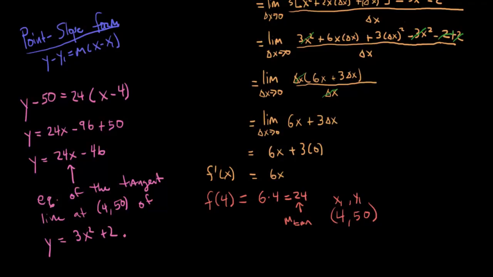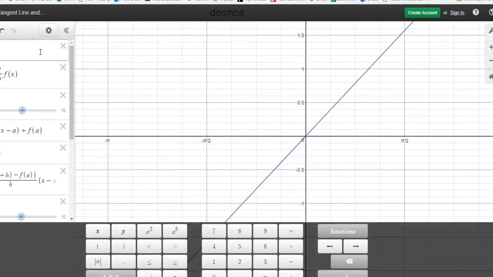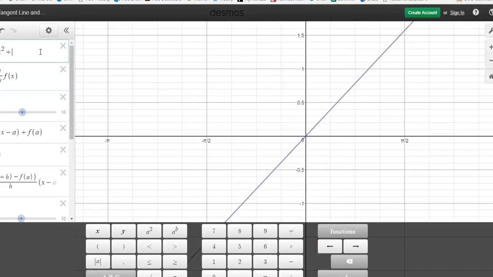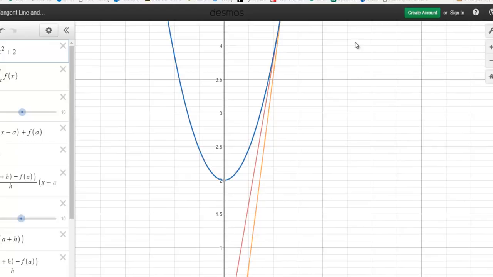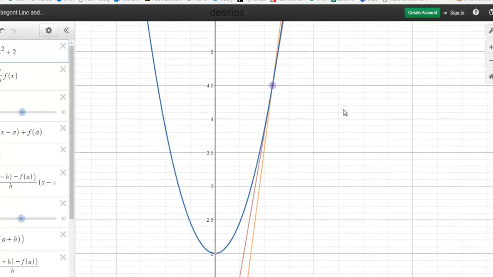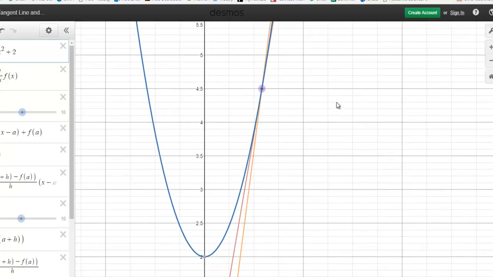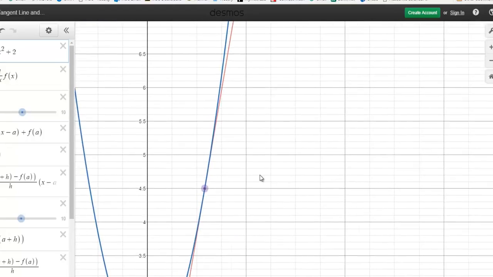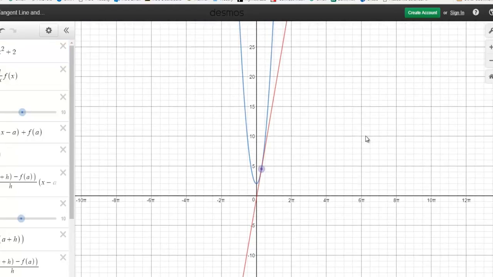Let's go over here and graph it. 3x squared plus 2. Okay, so that blue curve there is f of x. That's our original function. Now let's get rid of some of this. Let's get rid of that. We just want the red. Let's get rid of the green too. Okay, so I'm going to zoom out a little bit.